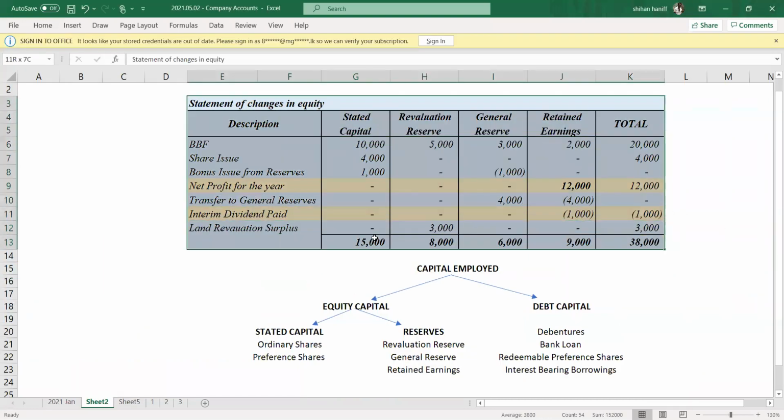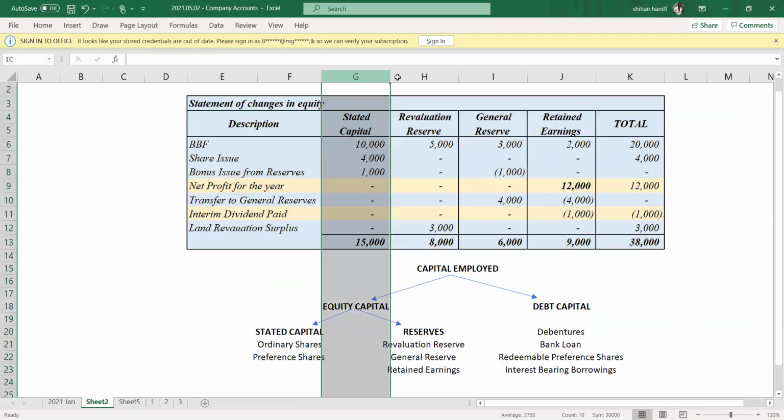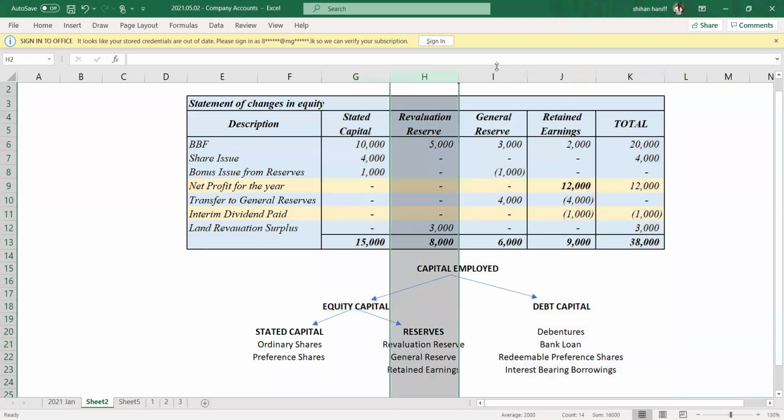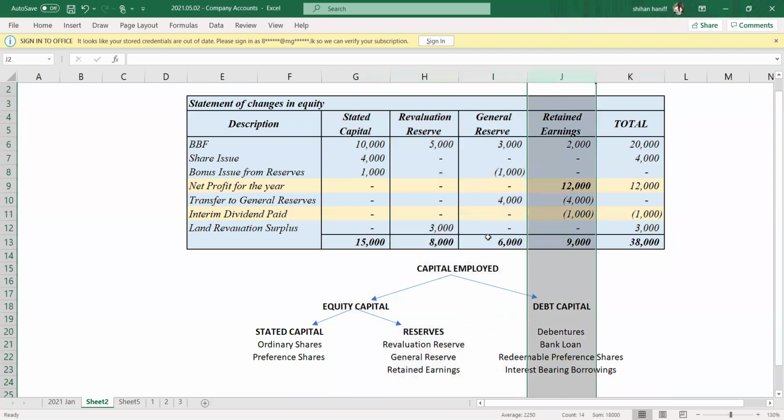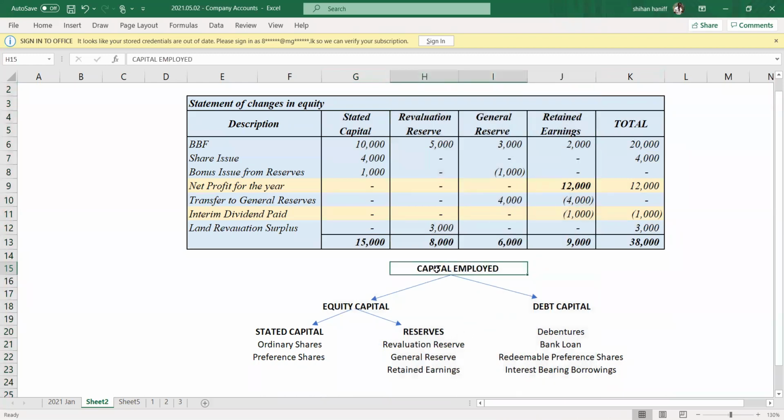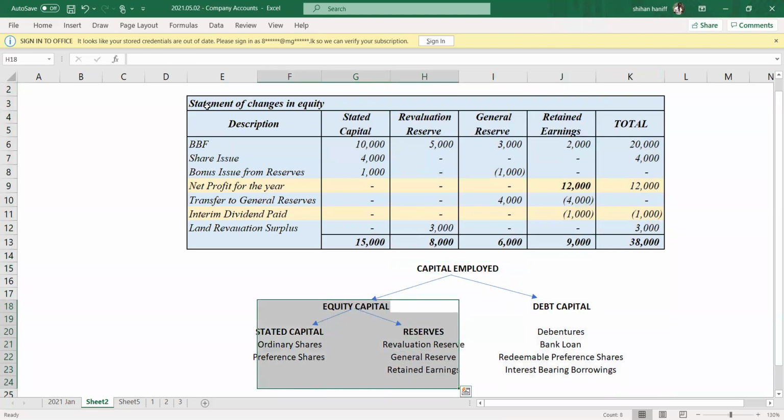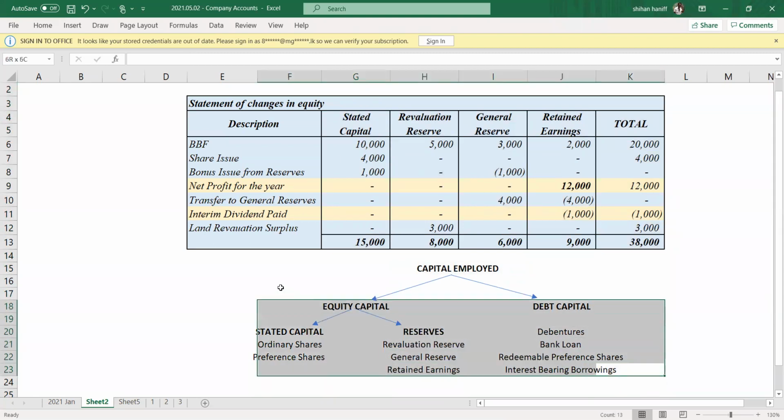This is a statement of changes in equity. These are the accounts which come for statement of changes in equity: stated capital, revaluation reserve, general reserve, retained earnings. Right? Normally our capital, we divide equity capital, debt capital. So this equity capital is what we prepare for statement of changes in equity. In equity capital, we have ordinary shares, preference shares, and the reserves. There are three types of reserves: revaluation reserve, general reserve, and retained earnings.